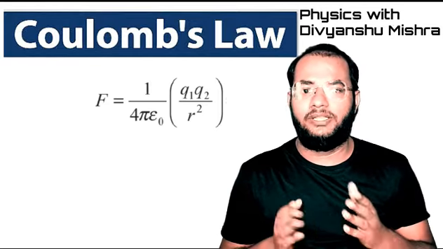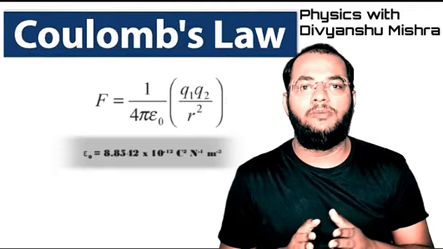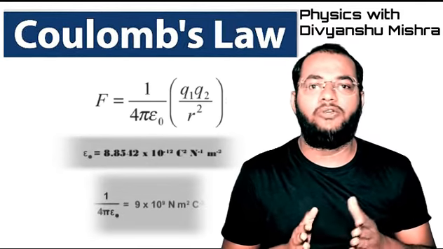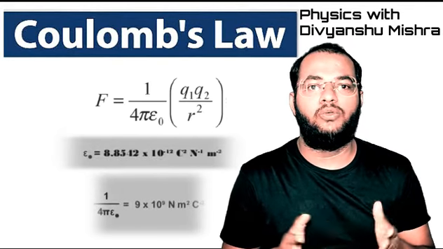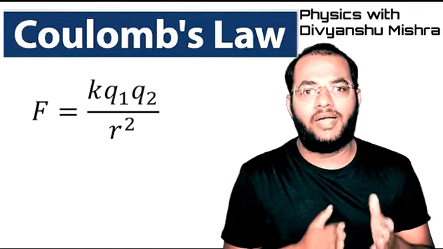The value of epsilon naught is 8.85 times 10 to the power negative 12 Coulomb squared per Newton meter squared, and the value of 1 by 4 pi epsilon naught is 9 times 10 to the power 9 Newton meter squared per Coulomb squared. In general, the force is F equals K Q1 Q2 over r squared.